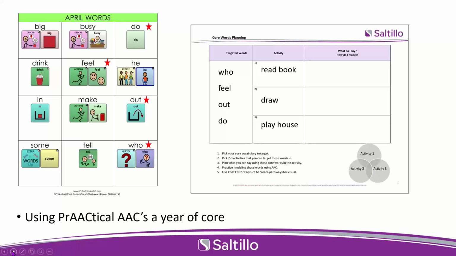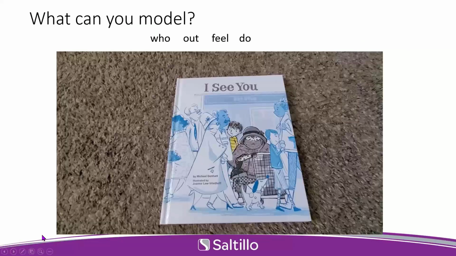And I want you to jot down a couple of things you might model using these target words from this video. Okay, so it's a wordless book, and we just went ahead and flipped through some pages. There's no audio, so you're not missing anything here. But let's watch this short video. And again, I want you to jot down what you might model on a page or two of this book. We're not going to go through the whole book, just a few pages. Jot down some things that you might be able to model using the words who, out, feel, do.